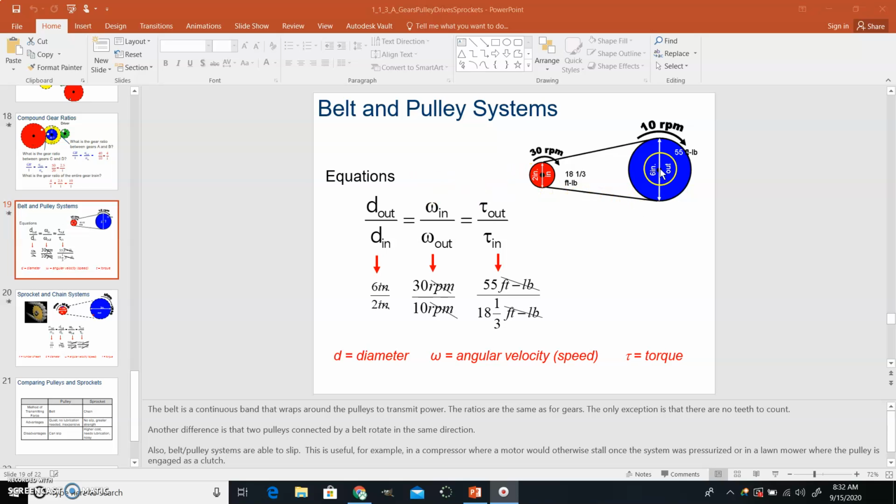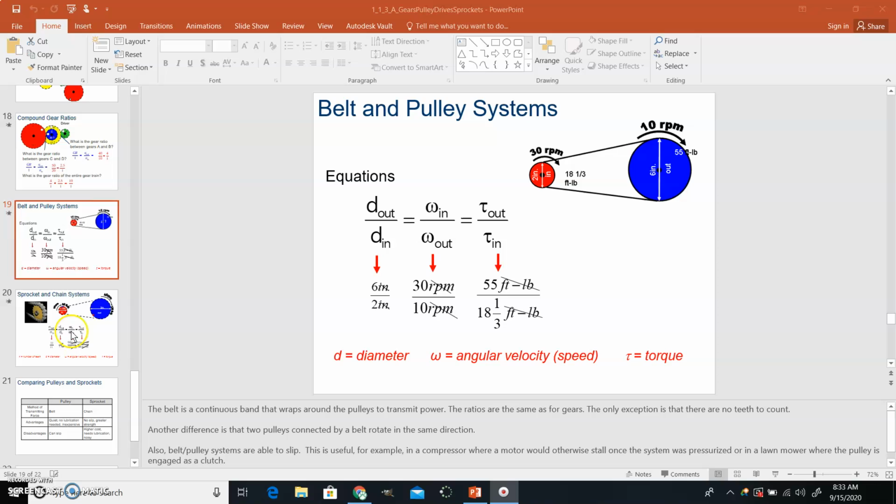Diameter out would be 6 inches. Diameter in would be 2 inches. So we'd have 6 inches over 2 inches. RPM would be 30 RPM over 10 RPM. Okay, notice those are flip-flopped. Diameter out over diameter in equals angular velocity in, or sorry, excuse me, over angular velocity out. Then that equals torque out, which would be 55 foot-pounds, over torque in, which would be 18 1/3 foot-pounds.